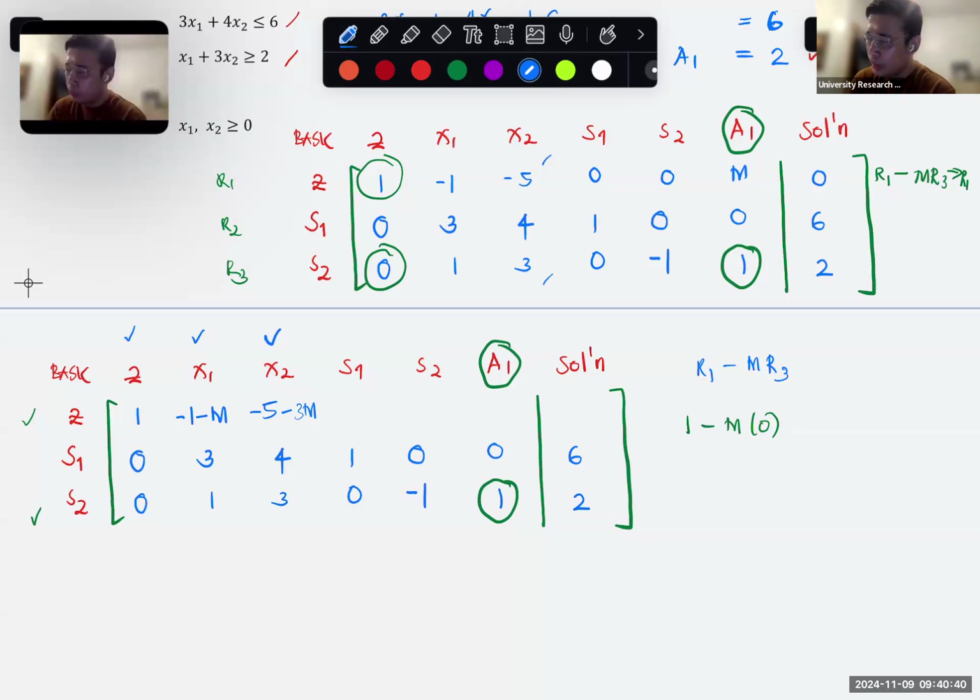So for our S1, it's 0 minus M times 0, it's still 0. So 0 minus 0 is 0. So for S2 naman, we have 0, and then minus M times negative 1, it will become positive M. So for A1 naman, A1 is M, okay? And then minus M times 1. In short, it's just M minus M, which is 0. And that's actually our objective. So we want to eliminate M under the artificial variable column. And then for our solution, we have 0 minus M times 2, it will become negative 2M.